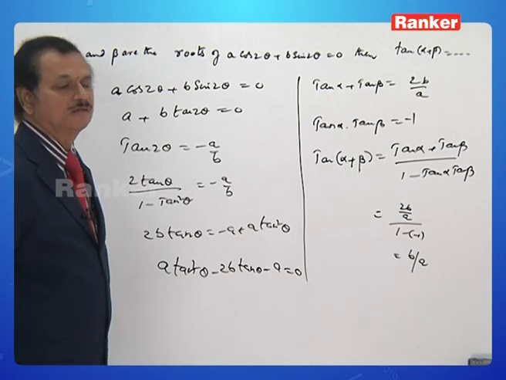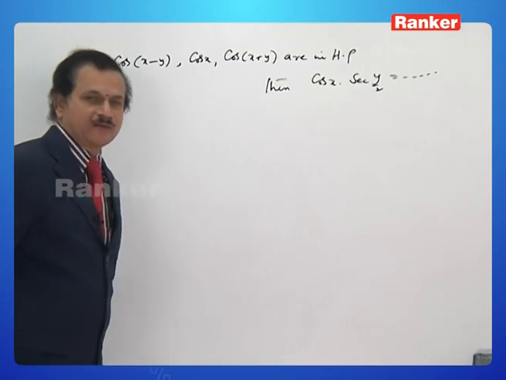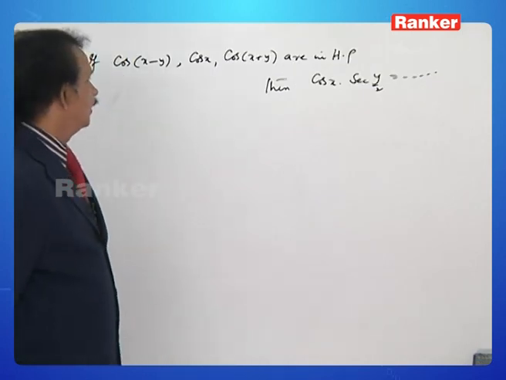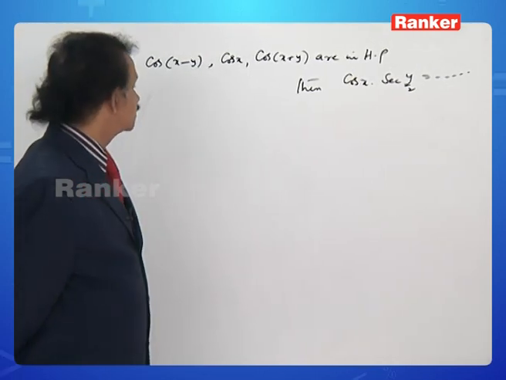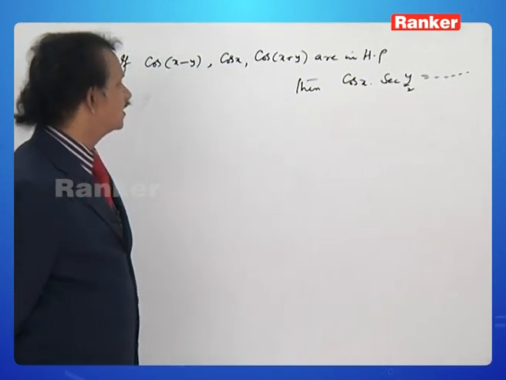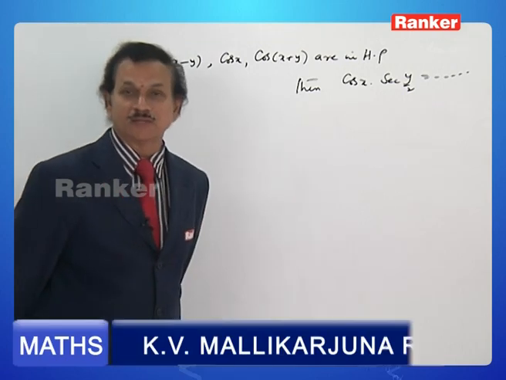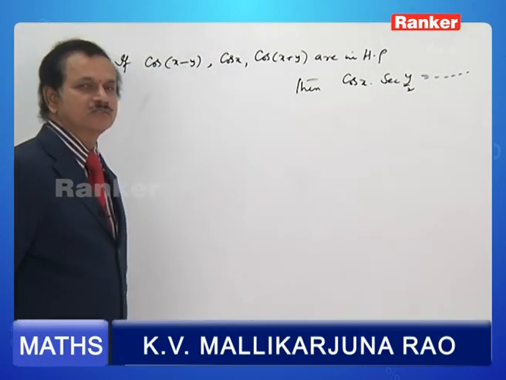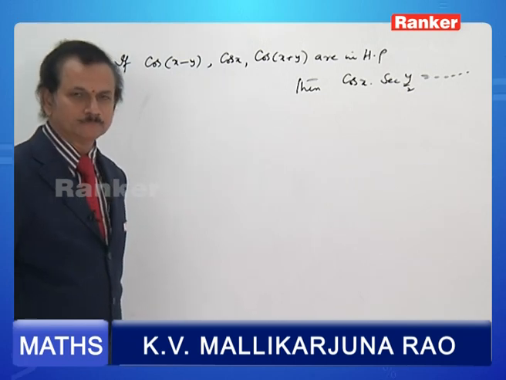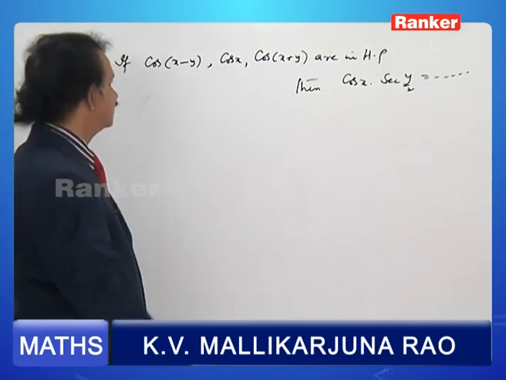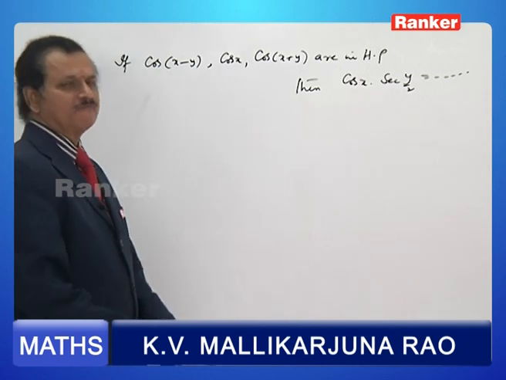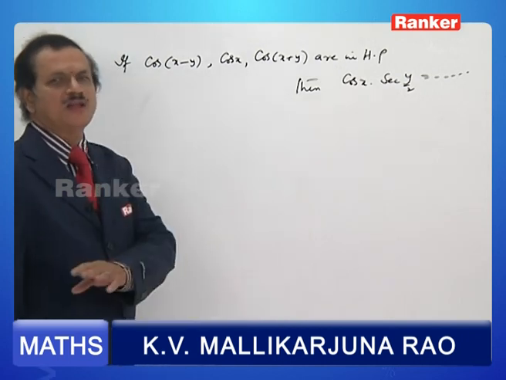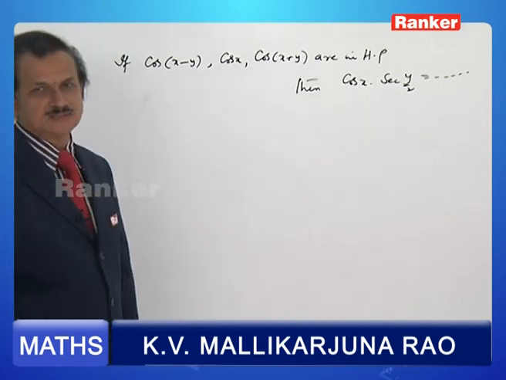It is b by a. Another question before us is: three real numbers cos(x − y), cos x and cos(x + y) are in HP. Then what is the value of cos x into secant y by 2? That is the question. A nice question, which is something different from the usual and general style of questions.